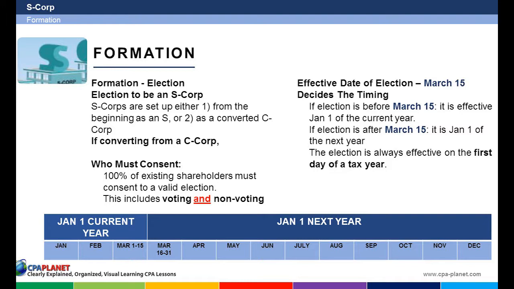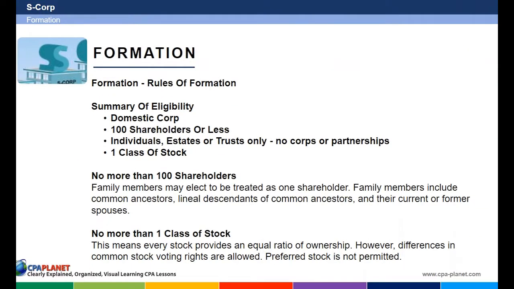The effective date of the election is frequently a test question on the CPA test. March 15th decides the timing. If you elect before March 15th, it's effective January 1st of the current year. If you elect after March 15th, you are an S-corp as of January 1st of the next year. Election is always effective on the first day of a tax year, calendar year. So March 15th, you can elect before or after that date, and that determines the year you will become an S-corp.